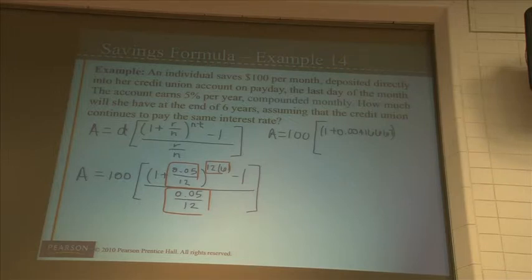We're going to raise that to 12 times 6, which gives you 72. And then you subtract 1, that's the top, over that 0.05 divided by 12, that's your 0.004166667. Let's simplify. So the next thing you have to do, put this together, and then raise it to that power of 72. Okay.